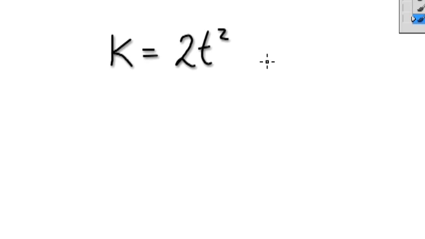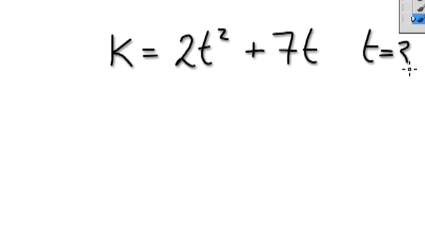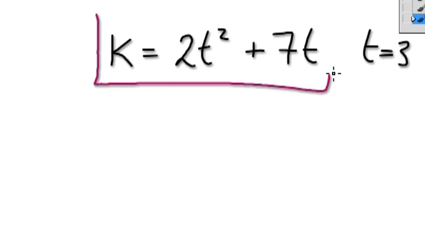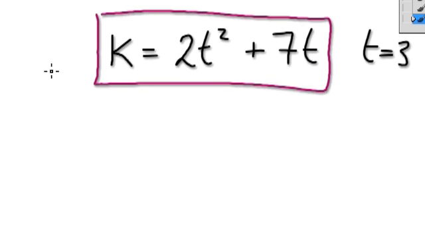So now let me give you an example. I'm giving you a random formula here: k equals, let's say, 2t squared plus 7t. And you're told that t equals 3. Now this is just a made up formula, so you don't really need to know how I got to this formula. You only care about k. You want to know what k is. And over here, I'm telling you that t equals 3.